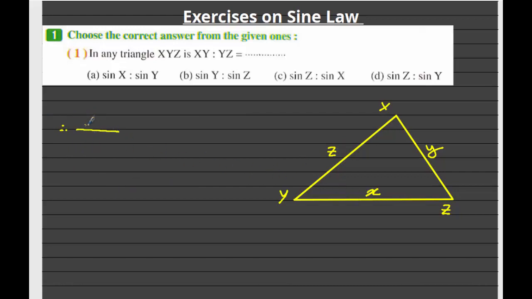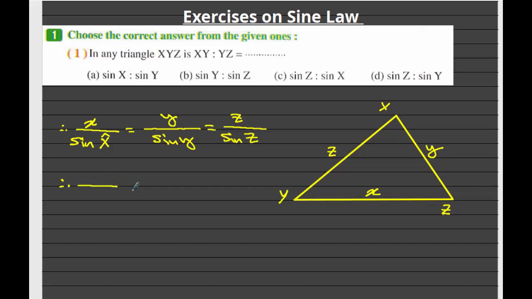So we know the sine law: x over sine X, where X here is the angle, equals y over sine Y equals z over sine Z. So x is the length of YZ over sine X equals y, the length of XZ, over sine Y equals z, which is XY, over sine Z.